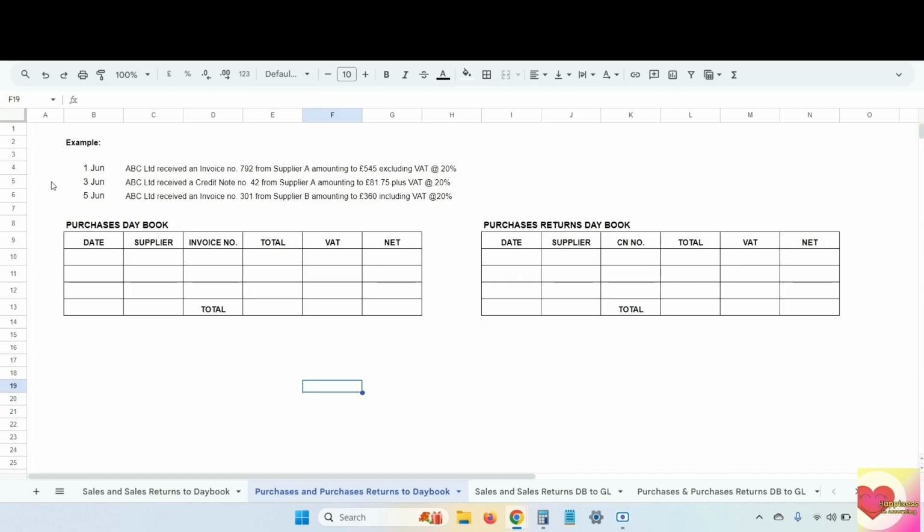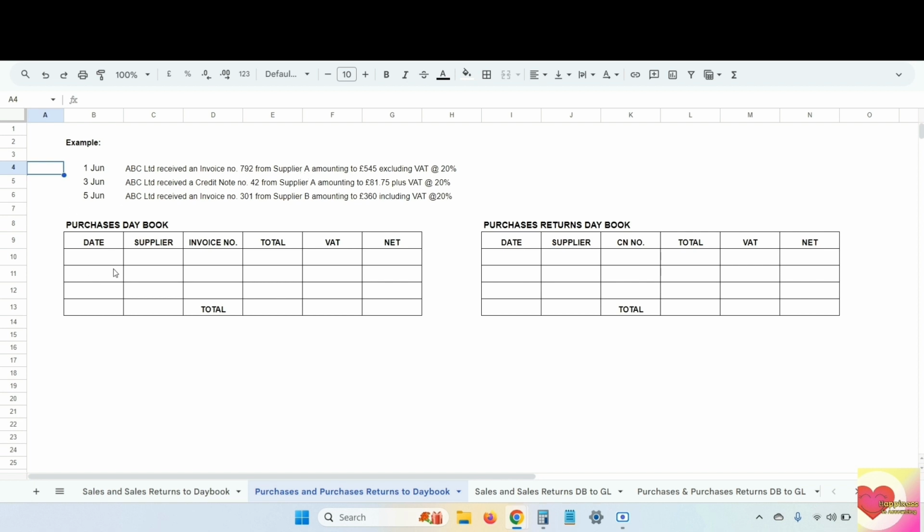Next, let's move on to purchases and purchases returns transactions. This example is the list of transactions of ABC Limited pertaining to purchases and purchases returns, and we are going to enter them one by one to either purchases or purchases returns daybook. On the 1st of June, ABC Limited received an invoice number 792 from supplier A amounting to 545 excluding VAT at 20%. It means ABC Limited made a purchase from supplier A and the amount does not include VAT or it's the net amount.